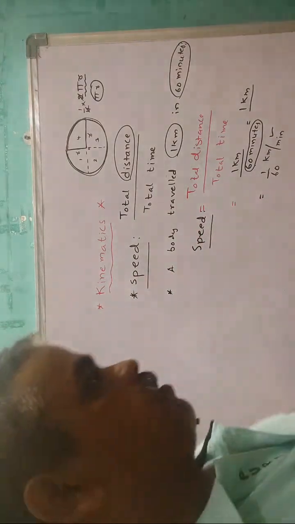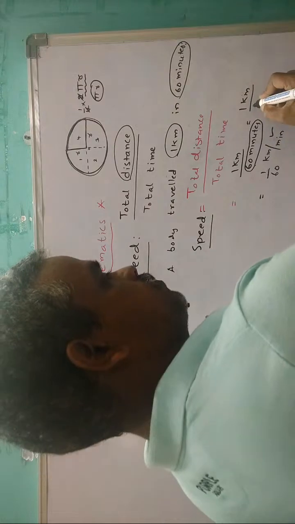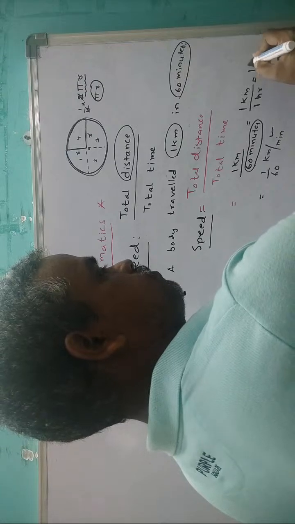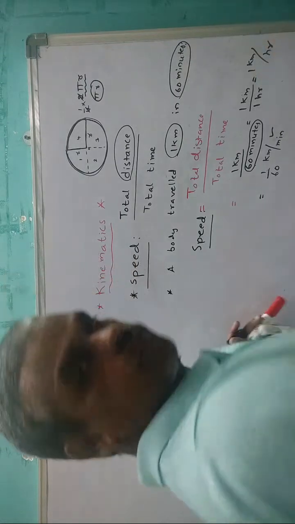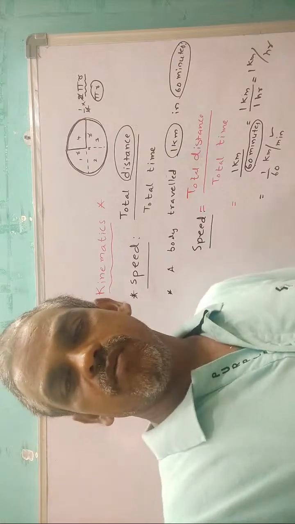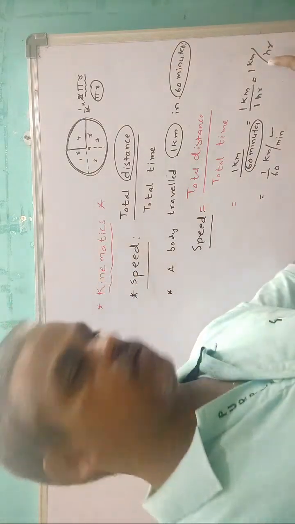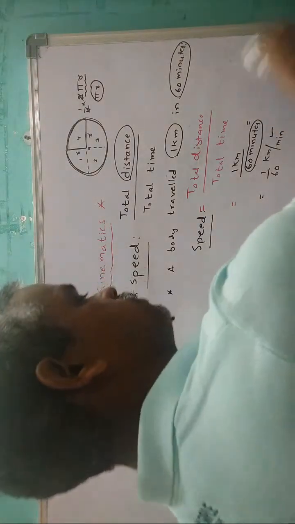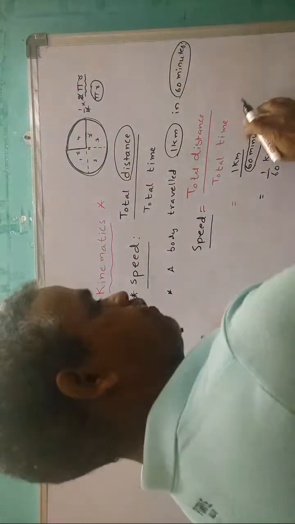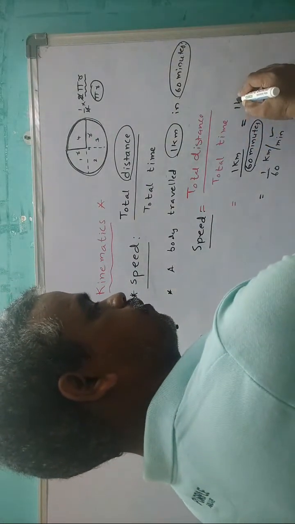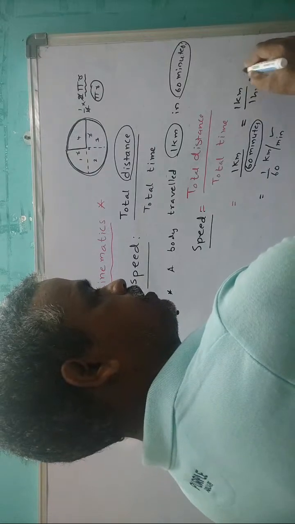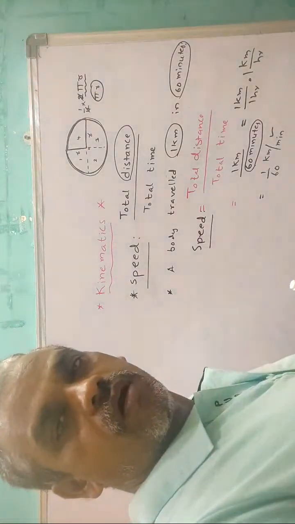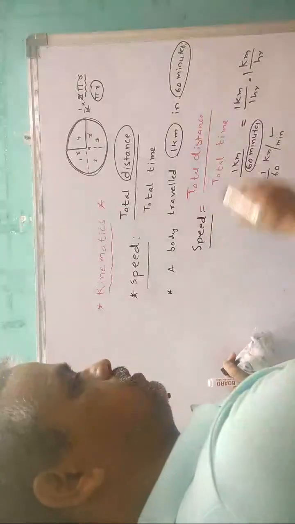One hour. Now 60 minutes is equal to 1 hour, so we can substitute. So the speed is 1 kilometer by 1 hour, that is equal to 1 kilometer per hour. Is there any problem? I think it is not that visible. So the speed is 1 kilometer per hour.